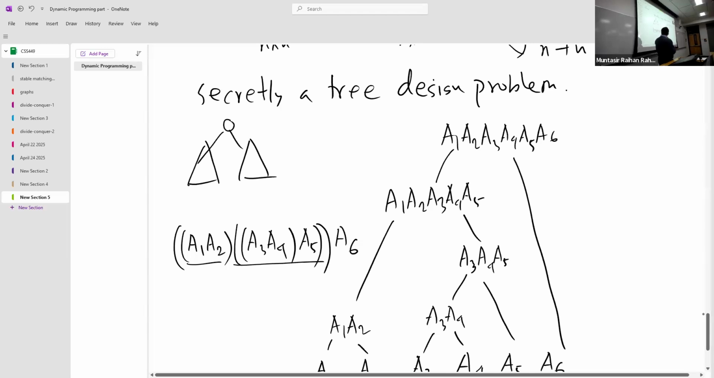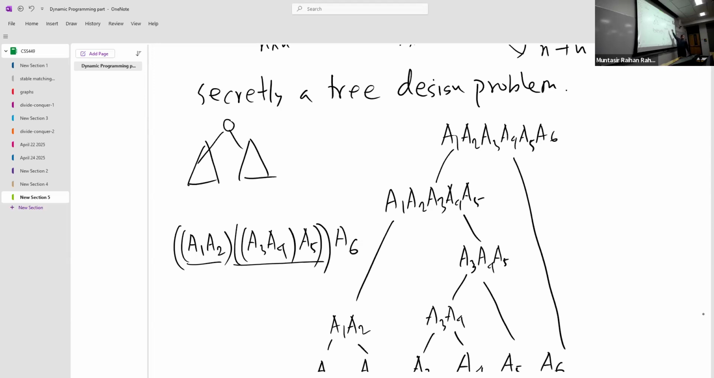So if this is the root of this tree, what does this split represent? This represents multiplying A1 to A5, the product of that with A6. And what is the order of that multiplication in terms of all the multiplication that we're doing in this problem? When do you perform this? Do you perform it at the first multiplication or somewhere else?